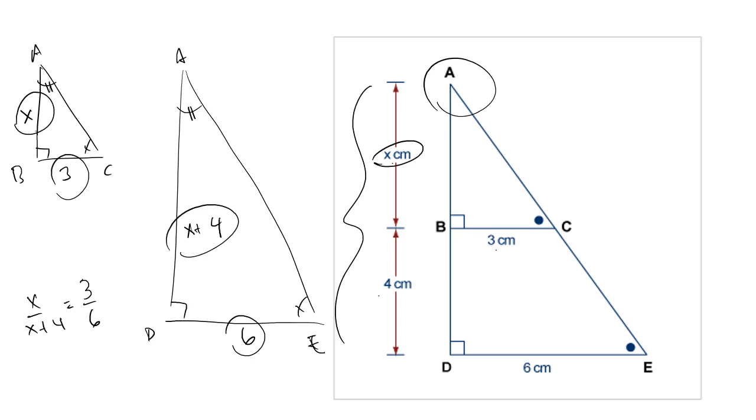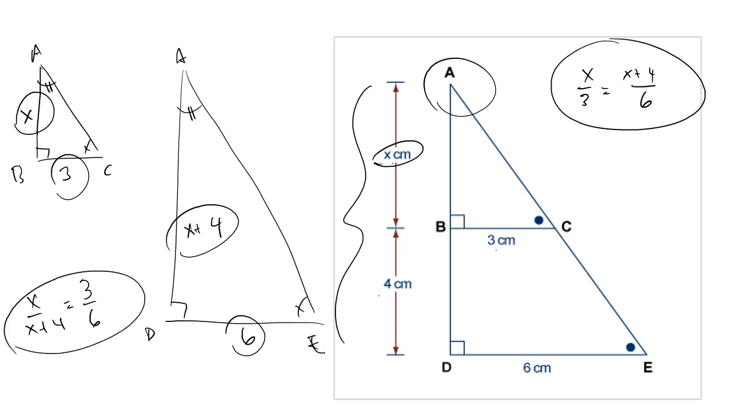Now this is using our external scale factors that we looked at earlier. I could also set this up as x is to 3 as x plus 4 is to 6 if I wanted to use internal scale factors. So either of these are going to work.